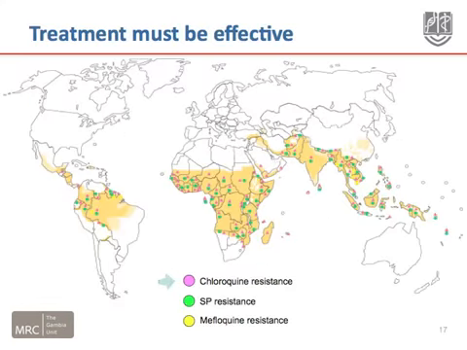Treatment must be effective. Chloroquine was the drug that was most widely used for treating malaria. However, because of resistance to chloroquine, it is no longer recommended in many settings. Other drugs that have been used include sulfadoxine-pyrimethamine and mefloquine. Unfortunately, resistance to these two other drugs has also developed and spread to many parts of the country.